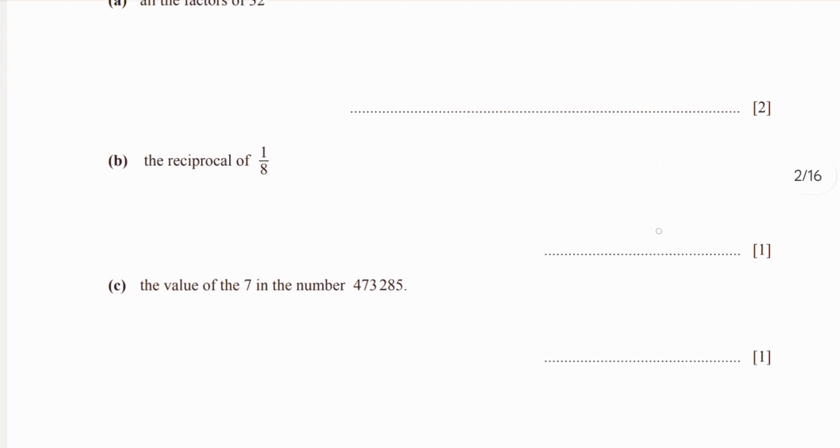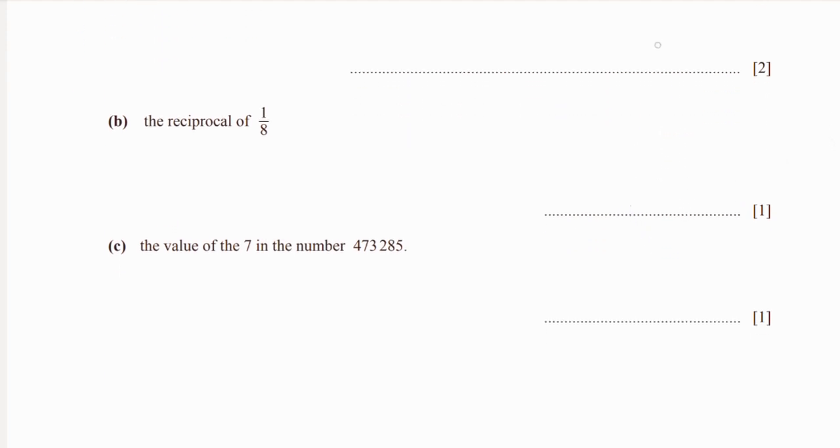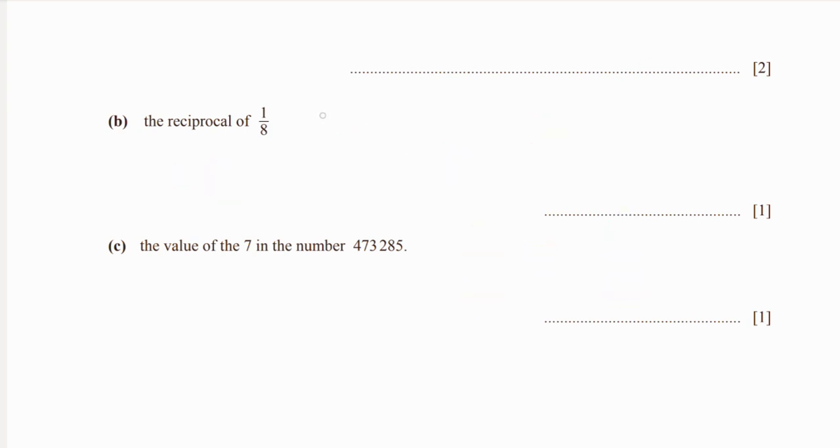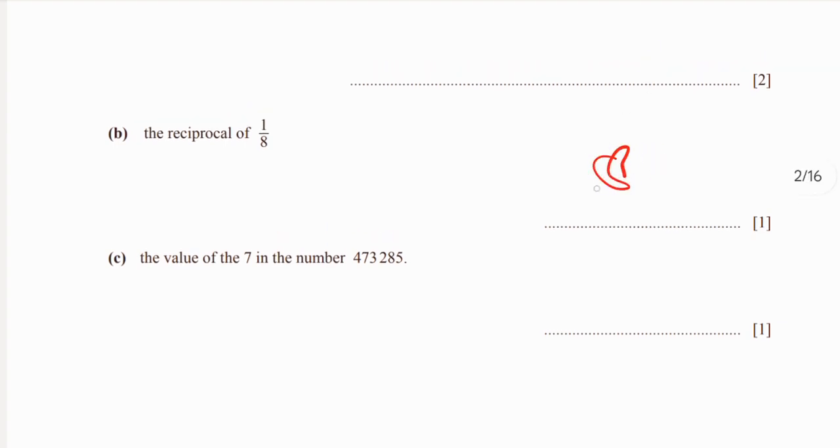Next one, the reciprocal of 1 over 8. Reciprocal means we use the denominator as the numerator and the numerator as the denominator. For example, for the number 7 over 3, its reciprocal is 3 over 7. If 2 over 5, the reciprocal is 5 over 2. Similarly, for 1 over 8 you can write 8 over 1 or 8. So both are correct answers.